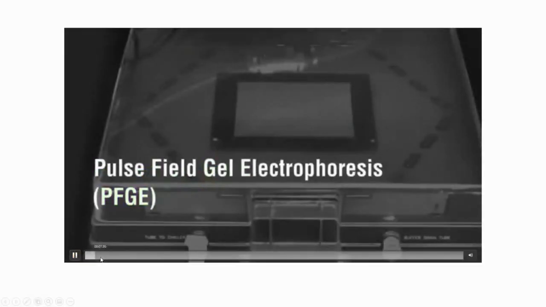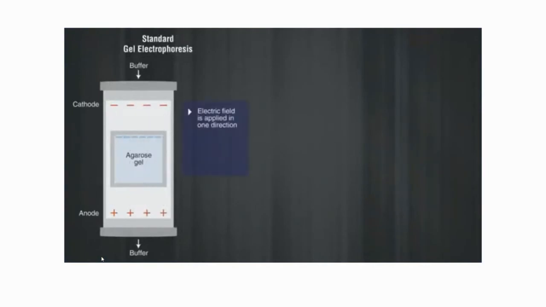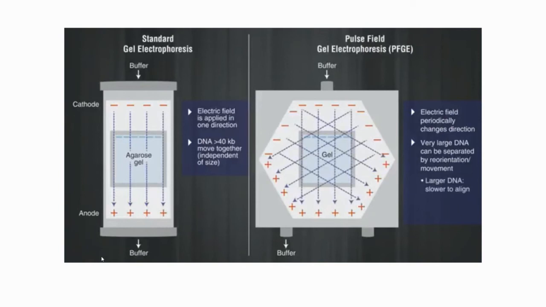Pulsed field gel electrophoresis, or PFGE, is a technique used for the separation of very large DNA molecules. Under standard electrophoresis conditions, an electric field is applied in one direction on the agarose gel, and DNA molecules larger than 40 kilobases essentially move together through the gel, independent of their size. In contrast, PFGE applies an electric field that periodically changes direction. By introducing an alternating voltage gradient on a PFGE system, very large DNA fragments can be separated by their reorientation and movement at different speeds through the gel. Larger pieces of DNA are slower to align their charge to the change in direction, while smaller pieces are quicker to align, resulting in greater separation.